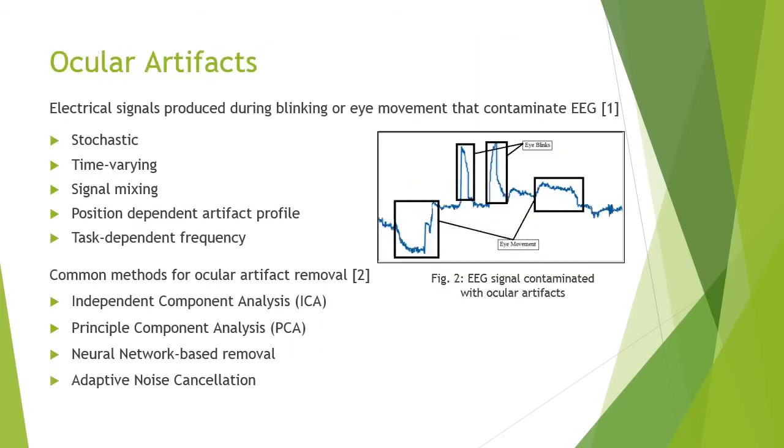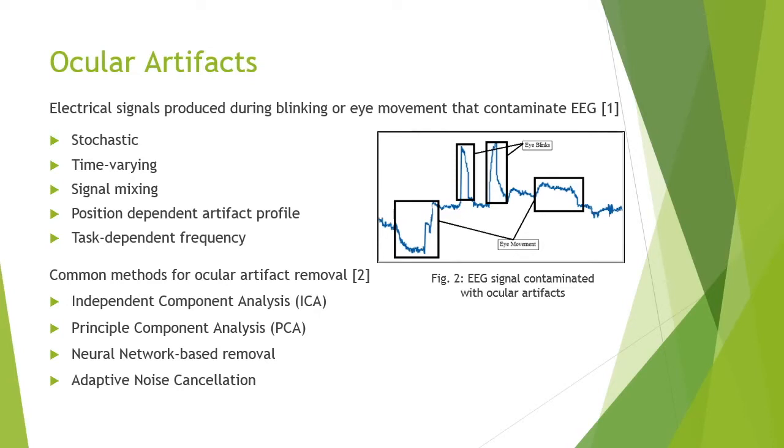Ocular artifacts, or electrical signals produced during blinking or eye movement, contaminate EEG and are one of the most difficult artifacts to remove. This is true because ocular artifacts are stochastic and time varying. The signal is mixed due to volume conduction. The noise profile is dependent on the position of EEG electrodes, and the frequency of certain movements, including eye blinks, is dependent on the task with which this signal is being collected.